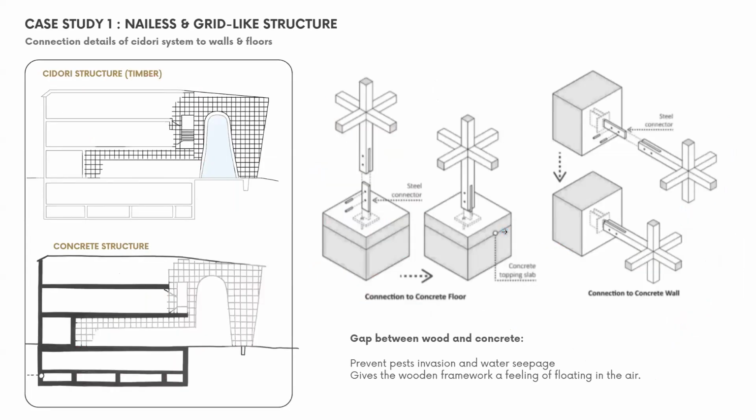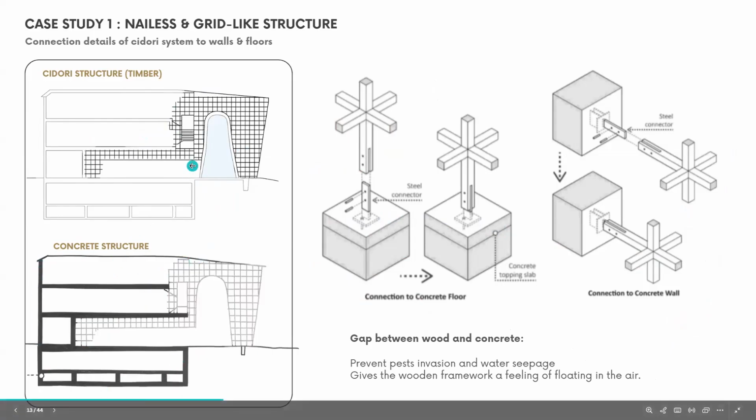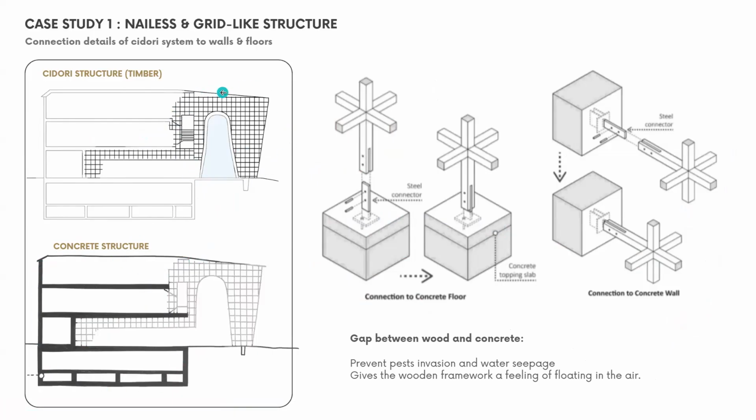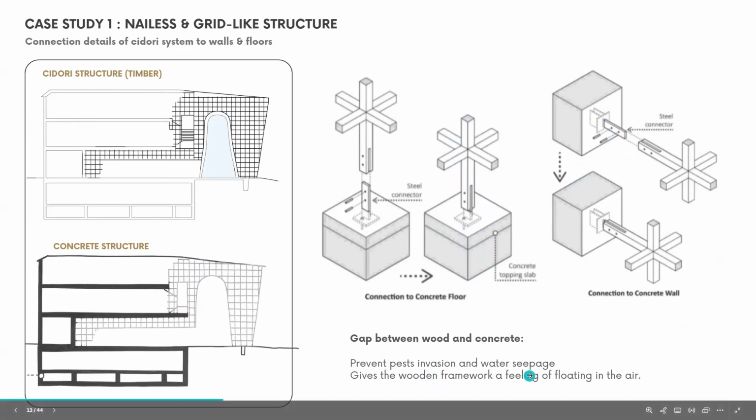These are the construction details of the Sidori system for walls and floors. For this case study, it's actually a mixture of timber and concrete. You can see timber is around here and concrete is right here. Mostly the timber structures house the more public activities such as exhibitions, and the concrete structure is mostly for private research spaces. This is the connection showing how they connect the wood structure with the concrete on the slab and on the concrete wall. There's a little gap between the wood and concrete to prevent pest invasion and water seepage, and also to give the wooden framework a feeling of floating in the air.